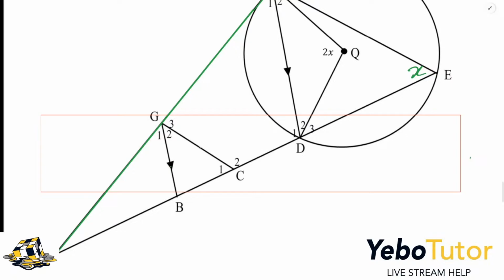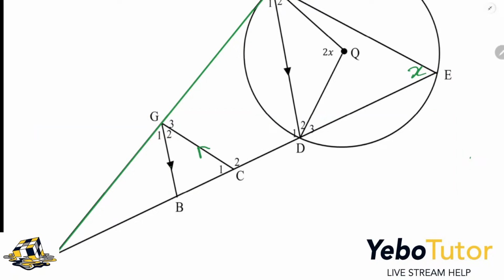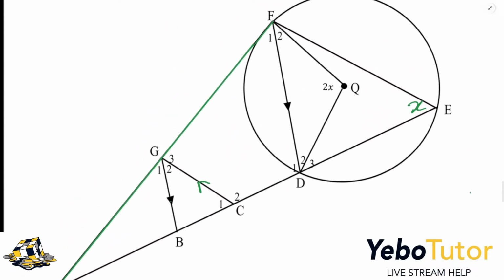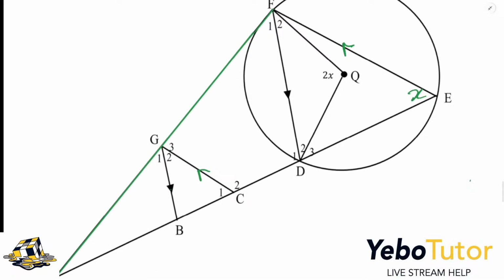Now, second question, prove that GC is parallel to FE. Prove that these two are parallel to each other. If we can prove that C1 is equal to angle E, we can use corresponding angles. In order for you to prove something, you need to know the characteristics of what you are dealing with. When you're looking for parallel lines, you need to look for alternating angles, corresponding angles, and all that kind of stuff.